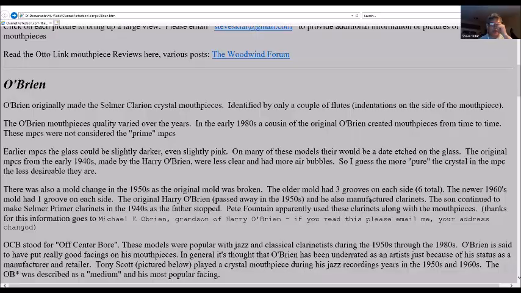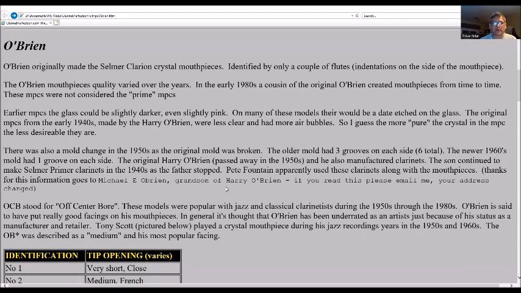But let's get to my website and read what I have on there about it. Anyways, at the top here, I have some O'Brien information, basically a summary of what I mentioned from the emails about the different mouthpieces, how Pete Fountain used his clarinets and mouthpieces early on.